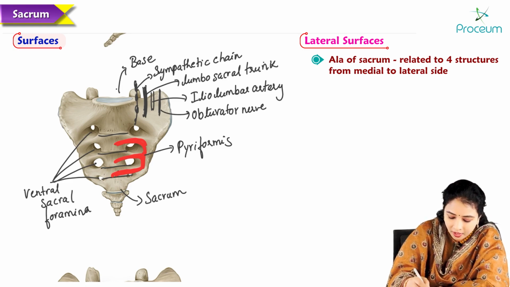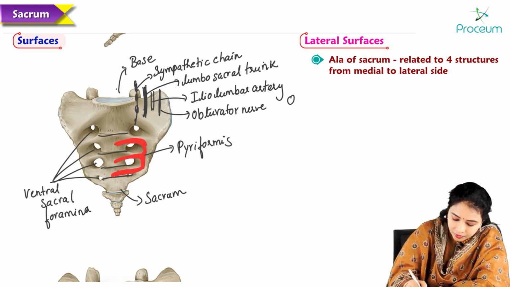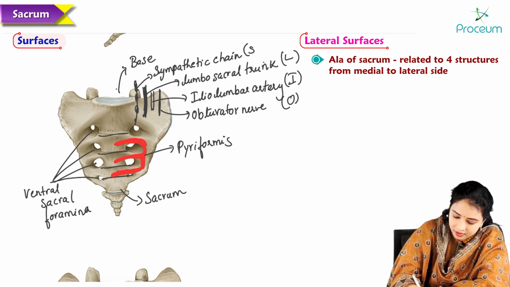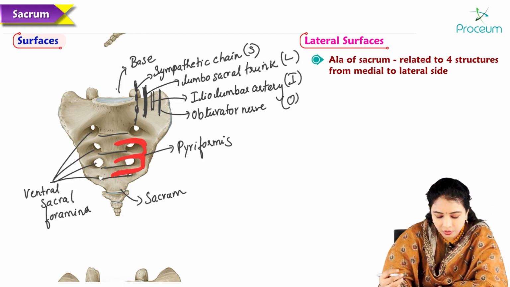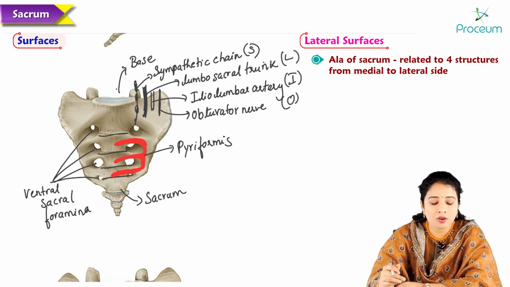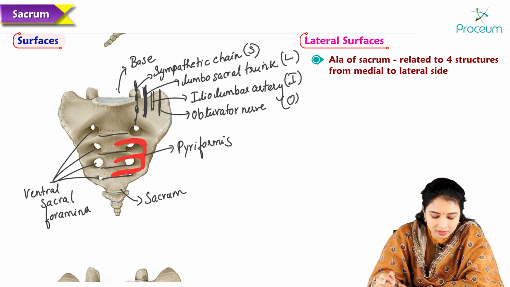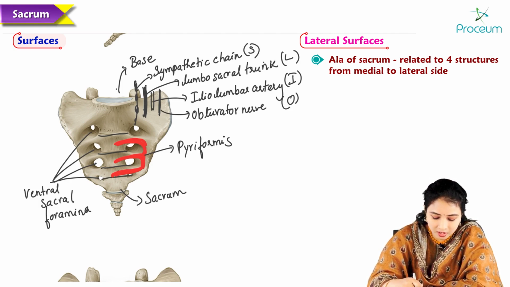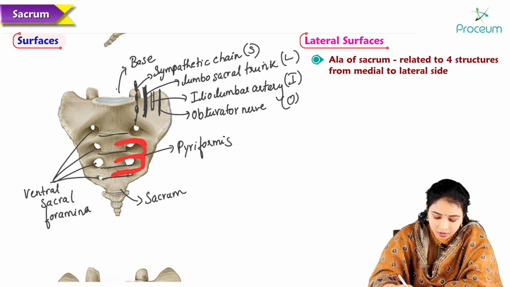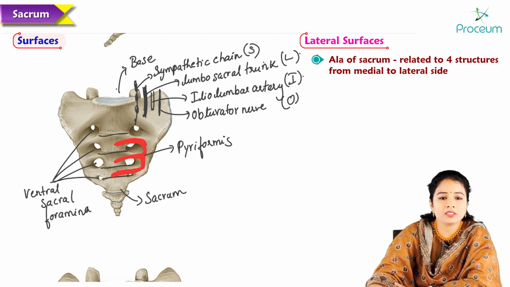So you can remember the abbreviation as OILS, from lateral to medial side. That's how you can remember the relations of the ala of the sacrum. On the ventral side of the ala of the sacrum on each side, it is related from lateral to medial: first the obturator nerve, then the iliolumbar artery, then the lumbosacral trunk and the sympathetic chain.